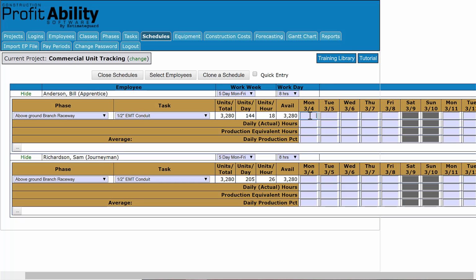So let's say that our apprentice started off a little slow. He only got 130 feet of pipe in this day, working 8 hours. We're set up for a 5-day-a-week schedule, 8 hours per day. And this tells me that his daily production was 90% of his goal. He installed the equivalent of 7 hours of EMT.